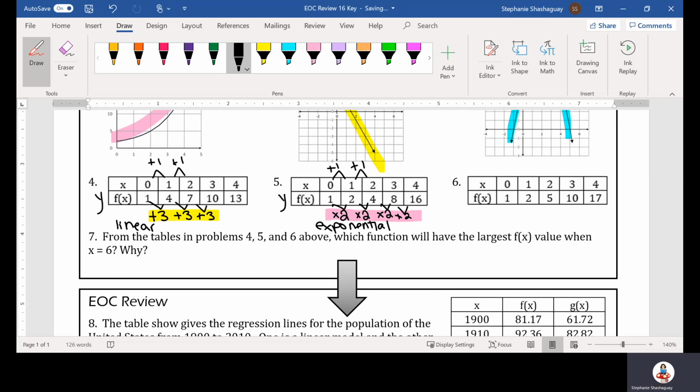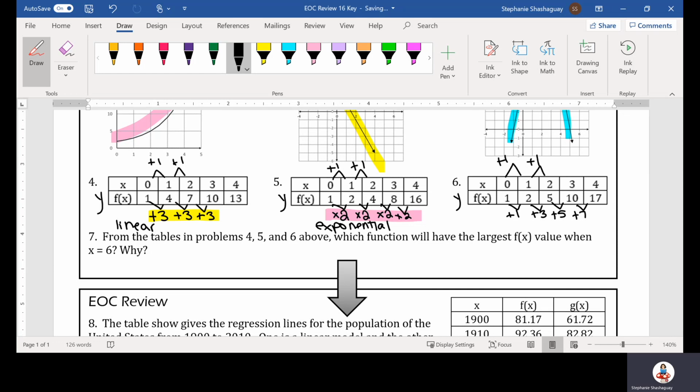Now in number 6, again, my x values are just going up by 1. But what's happening to my y values, my f of x values? Well, from 1 to 2, I added 1. From 2 to 5, I added 3. From 5 to 10, I added 5. And 10 to 17, I added 7.